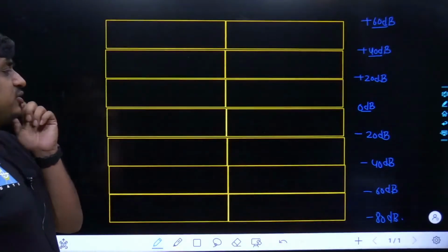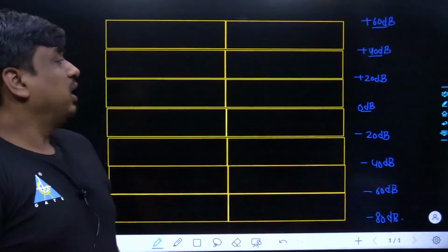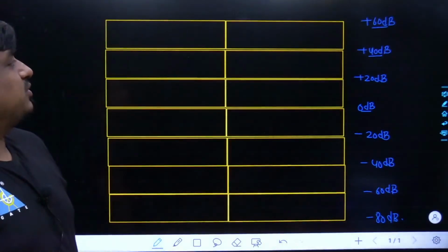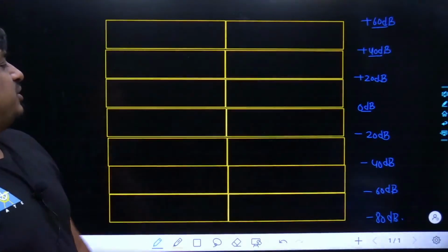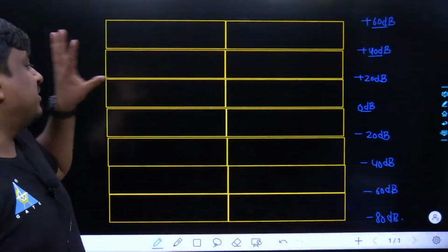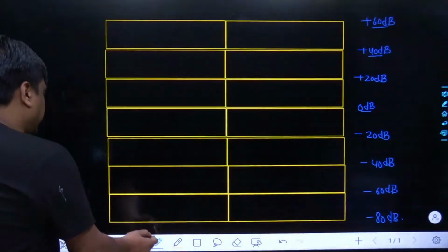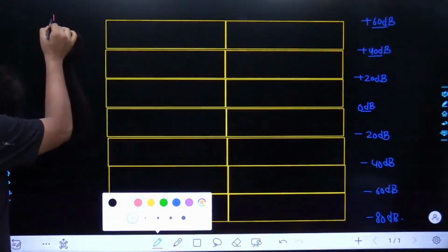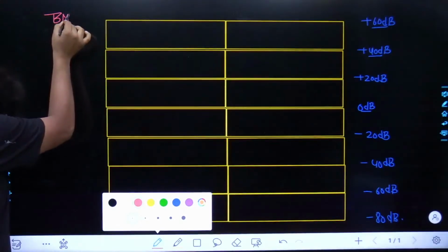Let me take the reference of S square, S cube, 1 upon S square, 1 upon S cube. We are going to draw each of these 3 to 4 factors over the same plane, and that is the Bode magnitude plot plane. This is the BMP plane.